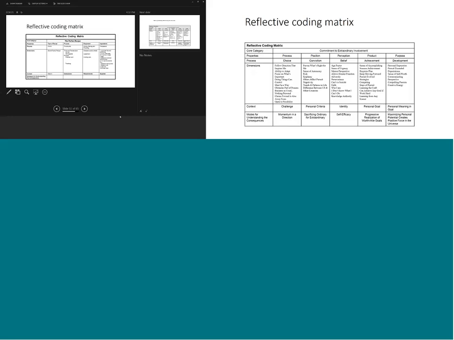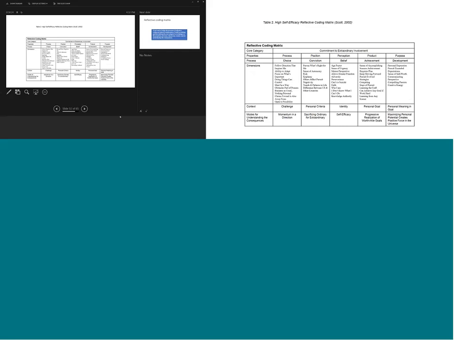I'm going to show you another example of one that was much more well done. The clumsy one I showed you was one thing. So here, this is from Karen Wilson Scott's award-winning dissertation on high self-efficacy. And this was the actual final reflective coding matrix that she put together with all her data. What she came up with is that the core category was a commitment to extraordinary involvement. Properties that emerged that really explain that were the process, position, perception, product, purpose.